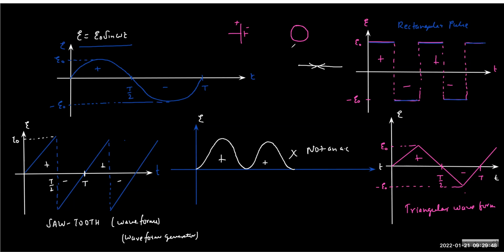So if a voltage source is AC, we draw a circle, and inside the circle we represent which kind of waveform we want to use. In general, what you see in the books will be the sine curve. This is the sine curve.